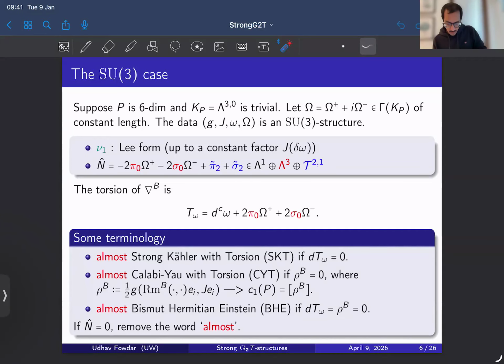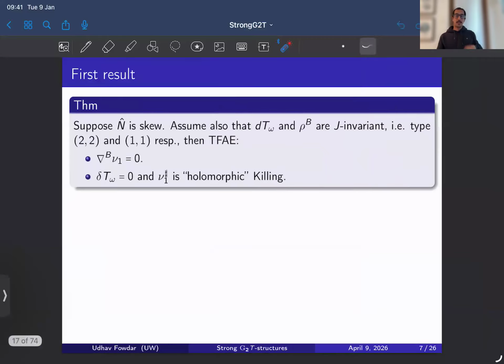Okay. So let me now tell you the first result that we found with Anna. Suppose that the Nijenhuis tensor is skew-symmetric, so suppose that the Bismut connection exists. And let's suppose that d of the torsion and the Bismut two-form are both J-invariant, so they are of type (1,1) and type (2,2) respectively. Then the following things are equivalent. The Lee form is parallel with respect to the Bismut connection if and only if the two-form in the three-form is in fact co-closed, and the Lee form is a holomorphic Killing vector field.